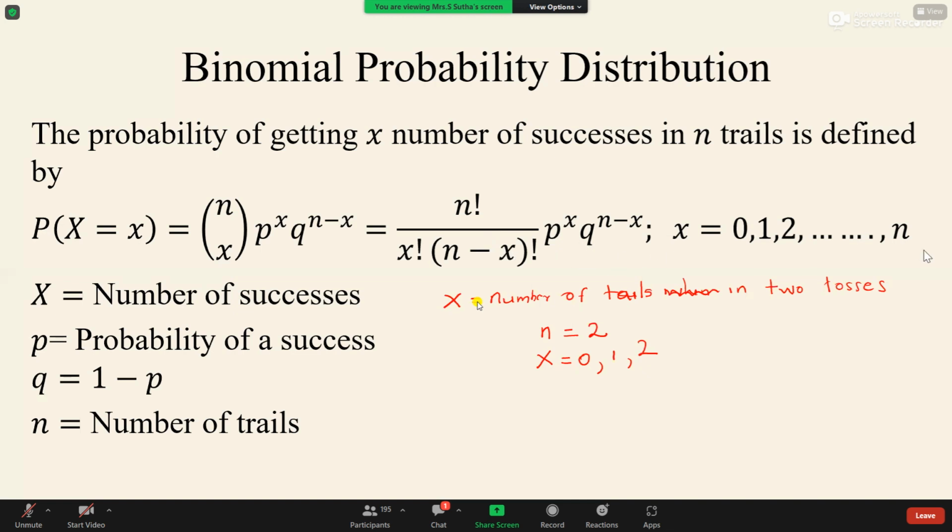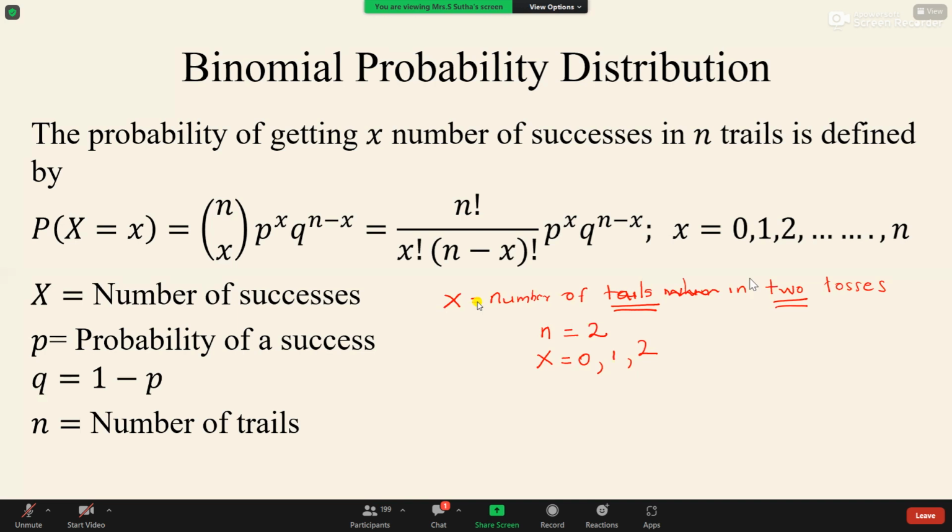Now in a similar pattern, here also we define n as our number of trials, how many times we are repeating our experiment, and x as the number of successes. So here x, the number of successes, is tails. The success we are getting is tails, and the trials n is here 2. So when n is equal to 2, the possible values for x are 0, 1 or 2.